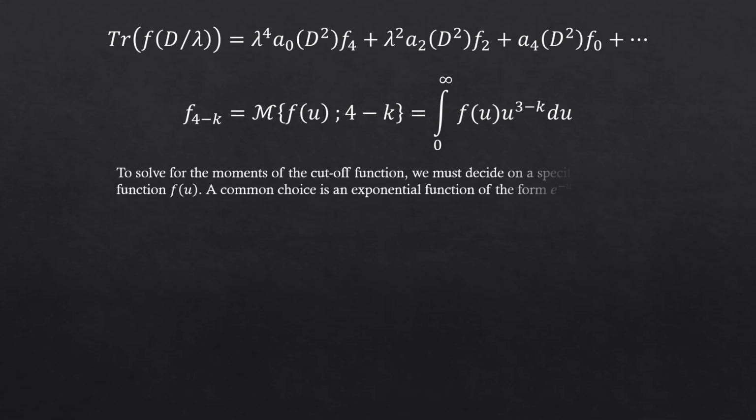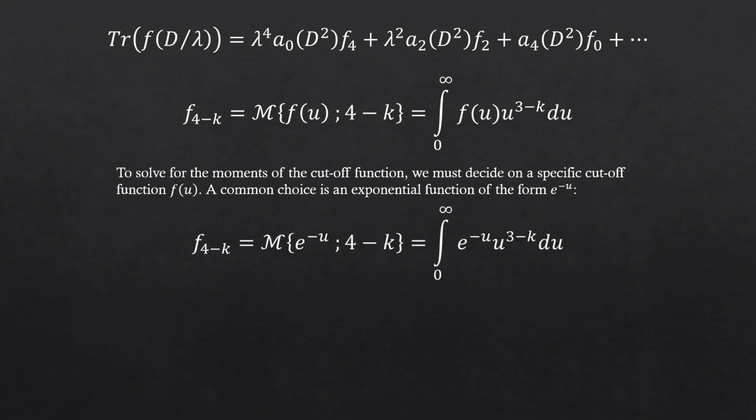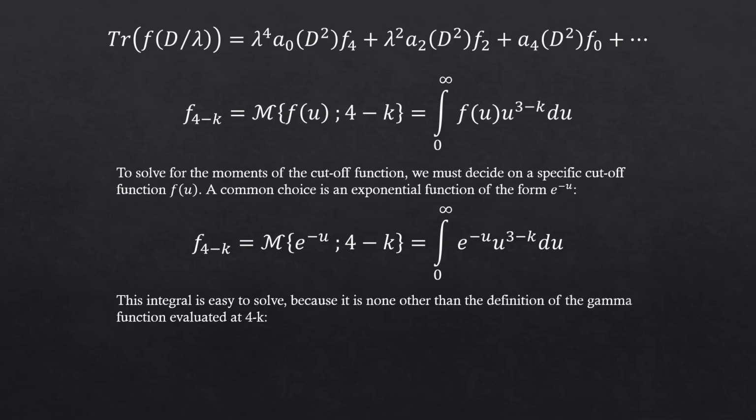To solve for the moments of the cutoff function, we must decide on a specific cutoff function f of u. A common choice that we use to handle our integration is an exponential function of the form e to the negative u. So now we have the Mellin transform of e to the negative u in 4 minus k. And so that gives us the integral from 0 to infinity of e to the negative u times u to the 3 minus k, all integrated with respect to u. This integral is easy to solve because it's just the definition of the gamma function, but it's evaluated at 4 minus k.